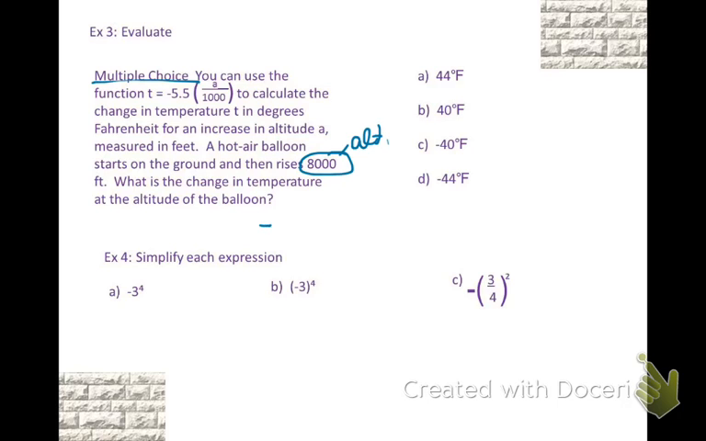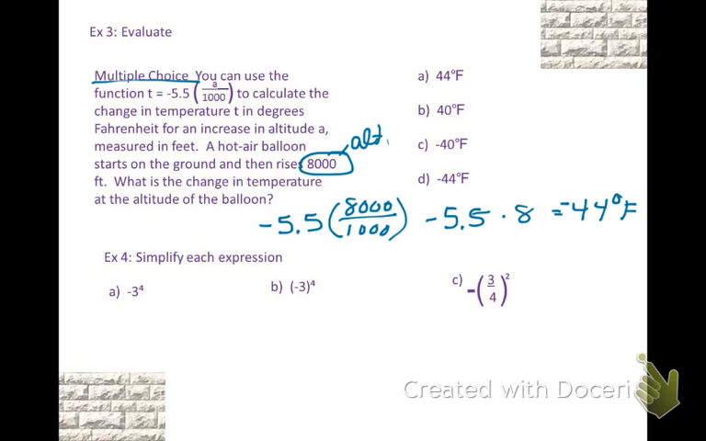So using the formula, I would have negative 5.5 times 8,000 over 1,000. And 1,000 goes into 8,000 8 times, so it's going to be negative 5.5 times 8. And that answer is 44. But it's a negative on the 5.5, so it's negative 44 degrees Fahrenheit. So you look up at A through D, and D is your answer.